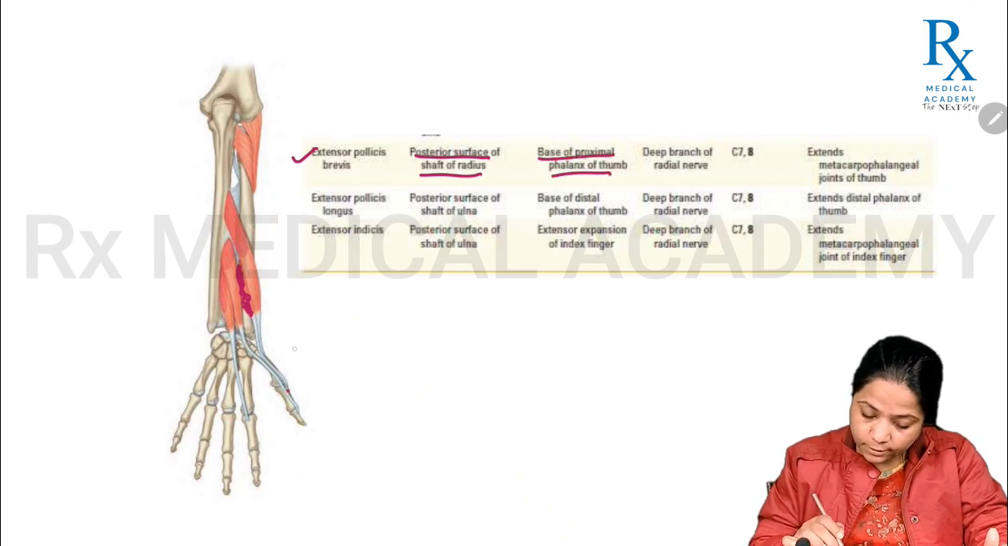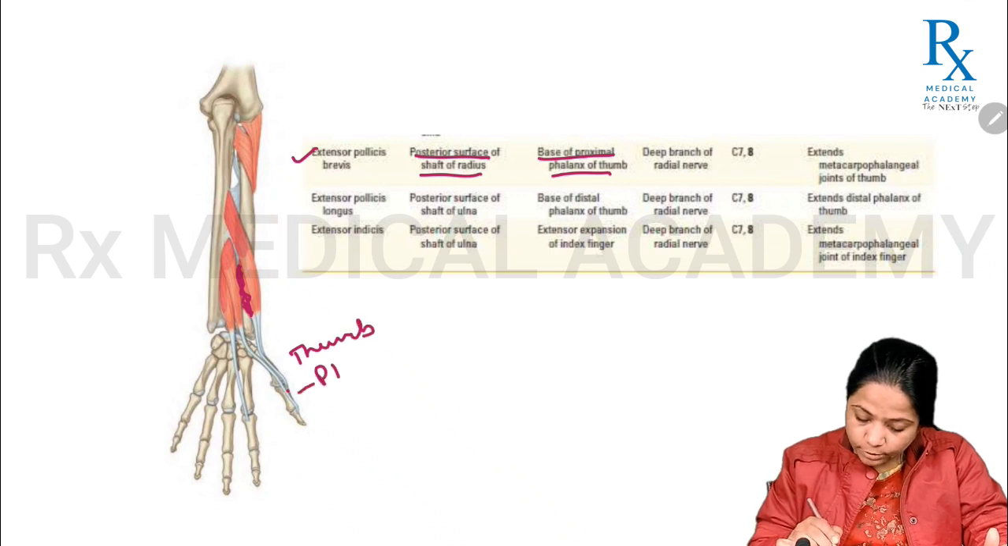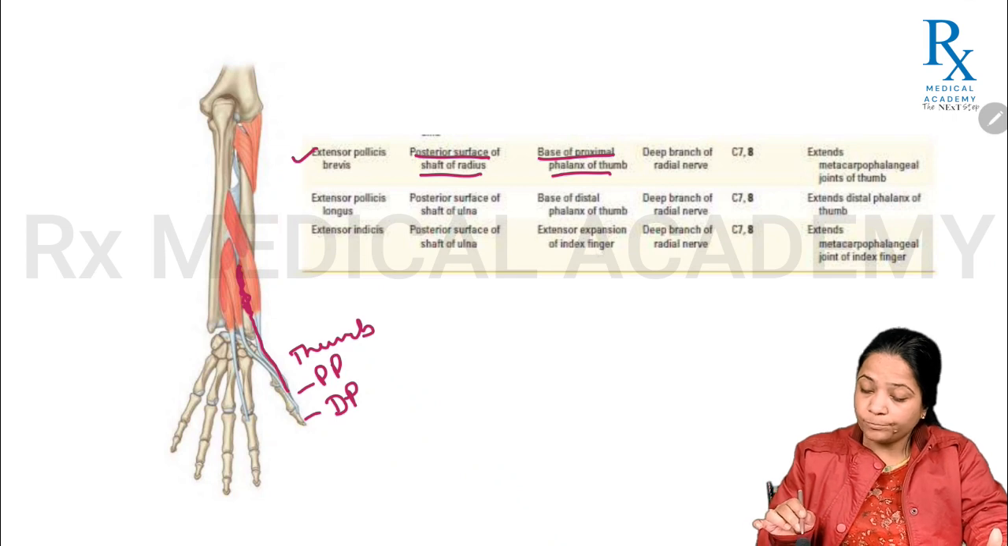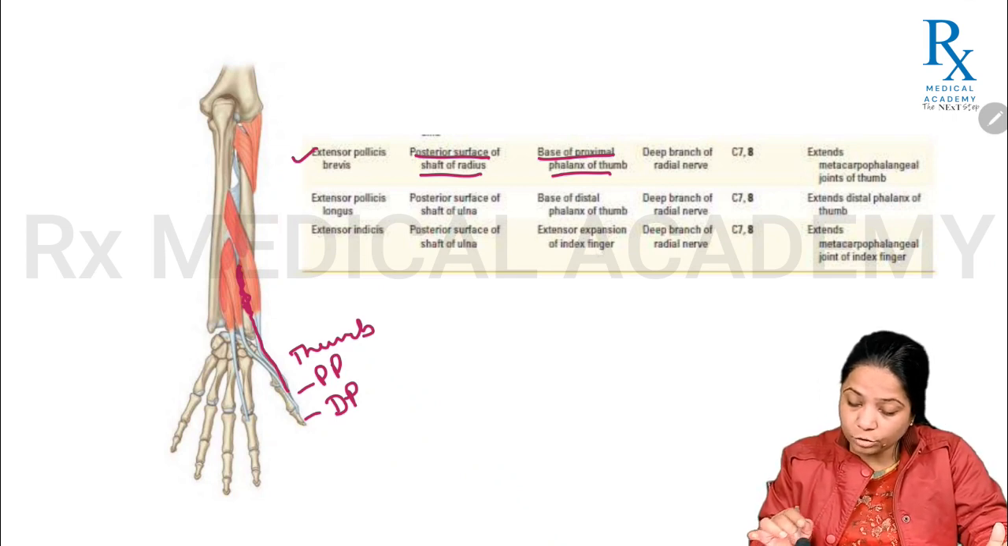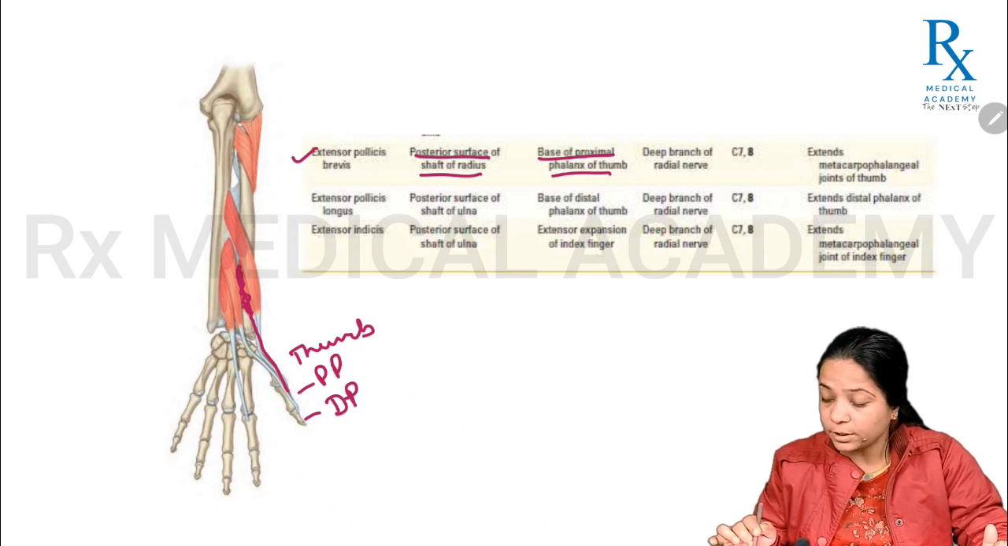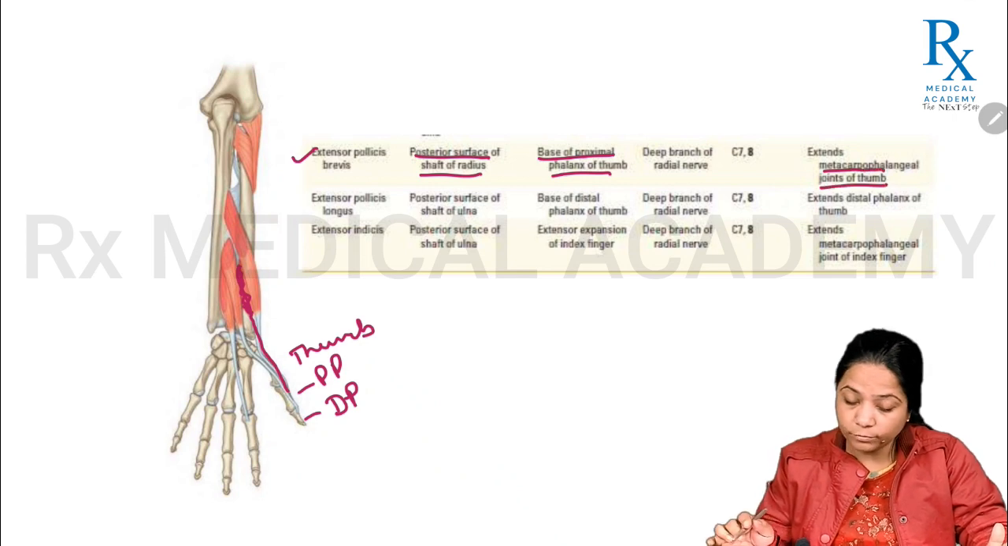So you can see here, this is the thumb side, this is the region of the thumb where you can see the proximal phalanx and the distal phalanx. So this extensor pollicis brevis is going to insert onto the base of the proximal phalanx of the thumb, and the main function of this is it produces extension at the metacarpophalangeal joint of the thumb.